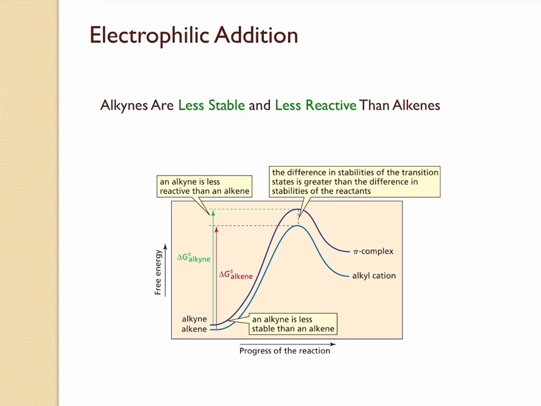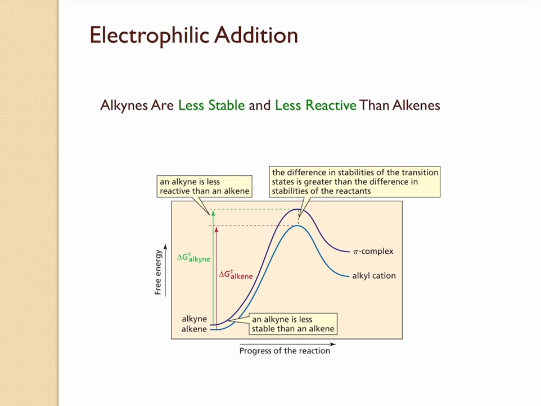Alkynes are in general less stable and less reactive than alkenes. For an alkyne to be both less stable and less reactive than an alkene, the following two conditions must hold good. The first one is that the transition state that is obtained from the electrophilic addition reaction of an alkyne must be less stable compared to the transition state that is obtained in the electrophilic addition reaction of an alkene. The second thing is that the difference in the stabilities of the transition states of the two electrophilic addition reactions must be greater than the difference in the stabilities of the two reactants, alkene and alkyne.